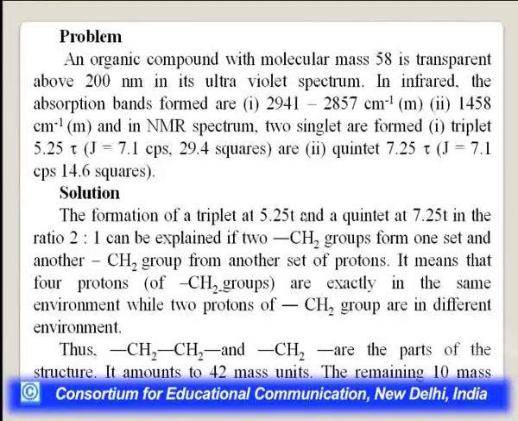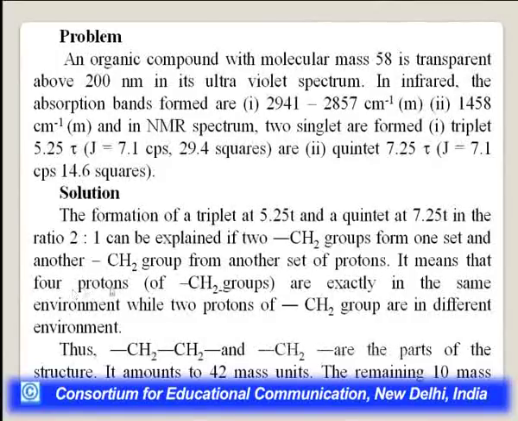If you understand this, I will repeat it. The formation of the triplet at this value and the quintet at this value can be in the ratio of 2:1 with the help of the J value, that is 14.6. If we multiply by 2, you will get this point. So these 2 peaks are in the ratio of 2:1, and can be explained if two CH2 groups form one set and another CH2 group forms another set of protons.